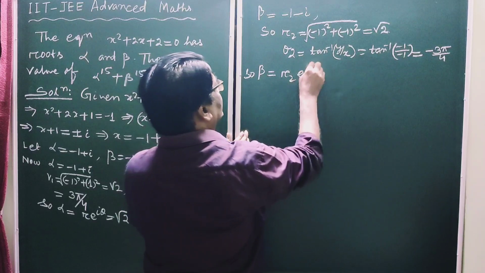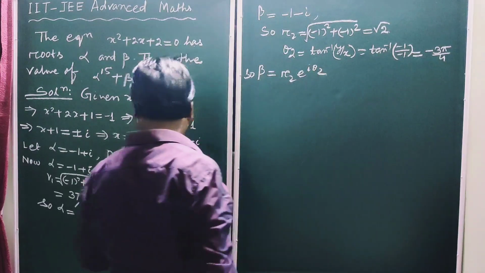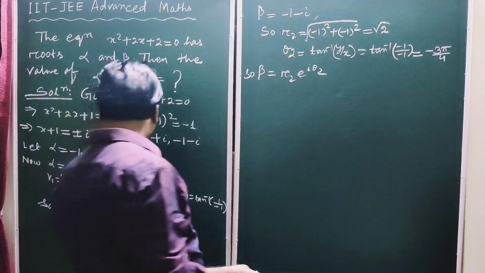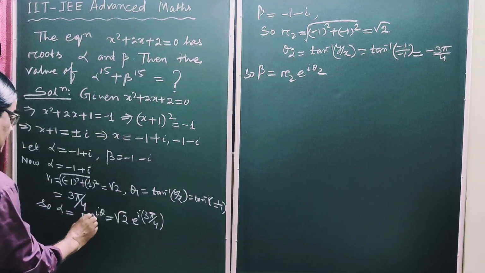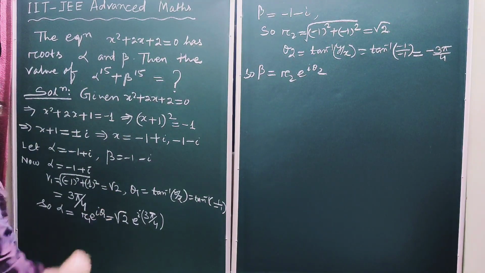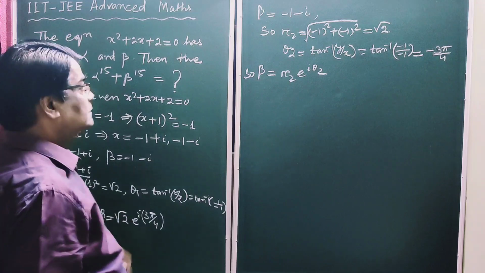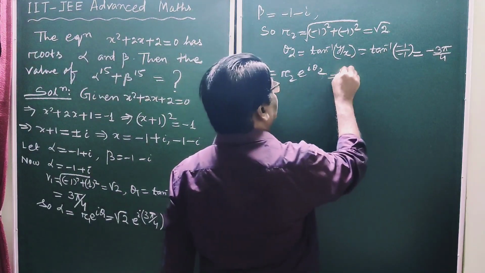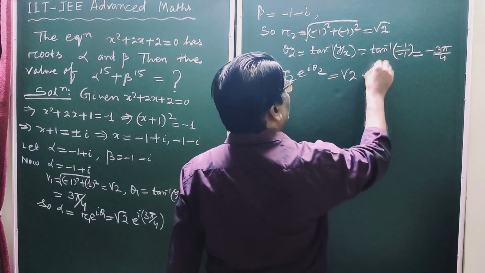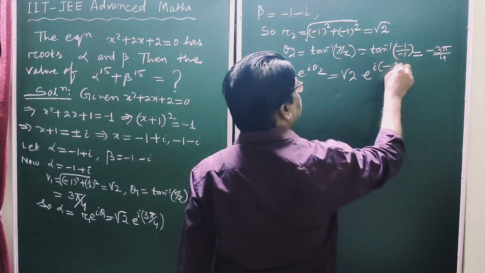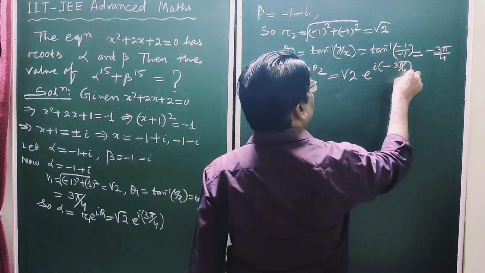So beta is equal to r2 e to the power i theta 2. Just as alpha is r1 e to the power i theta 1, beta is root 2 e to the power i times minus 3 pi by 4.